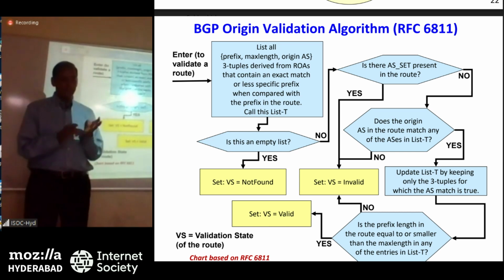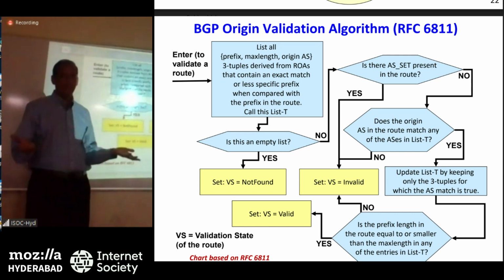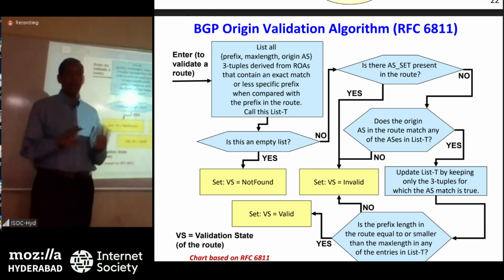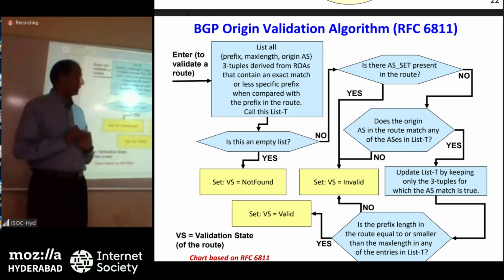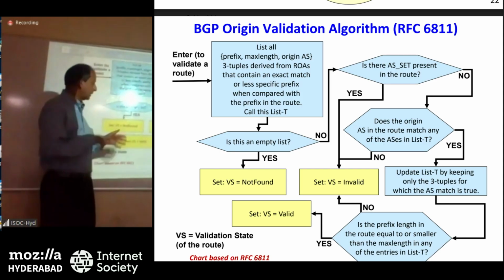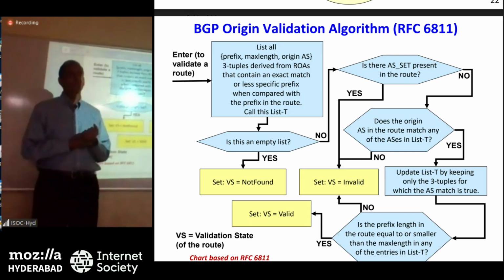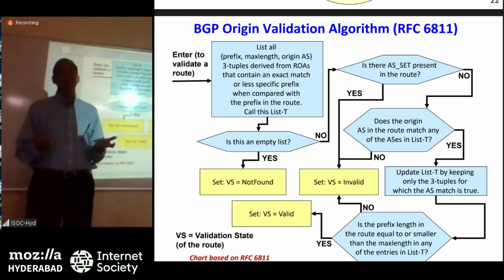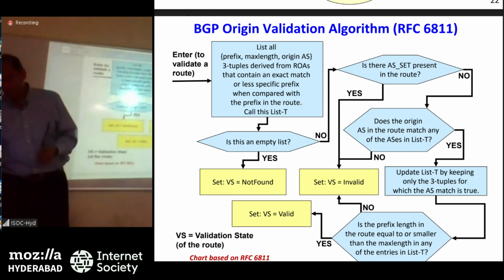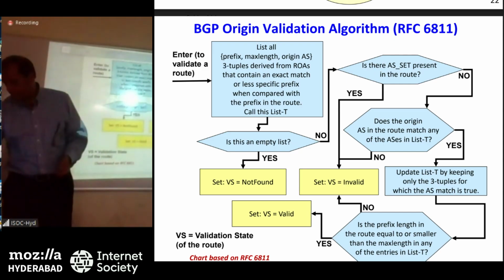Then another policy would be if it is valid, then I would definitely consider it in path selection. And if it is invalid, I would definitely throw it away, not accept it. And then if it is not found, and I don't have any other choice, I only have a not found, I'll accept it because so far nobody has created a ROA for it. So I don't know whether it is valid or invalid. So that's the idea, how it will play in path selection process in the policy in the router.